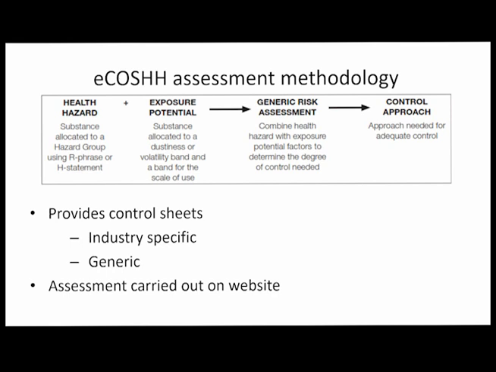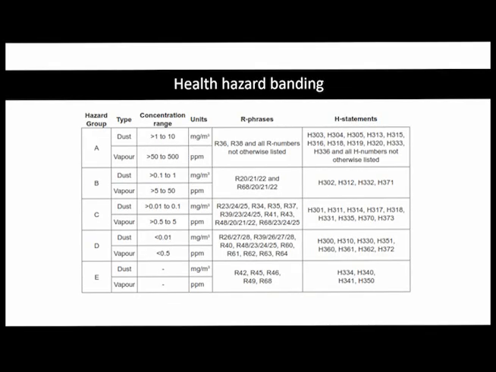And the control approach is basically a sheet of paper, 2 to 4 sides, and it's meant to be very easy for someone to have a look at. What it does, it looks at the H phrases or the H statements or the risk phrases, and then it puts them into a hazard group, A to E, A being the least dangerous and the least hazardous substance, and E being the carcinogens and the mutagens and the asthmagens, and then you've got Bs, which are just below that.